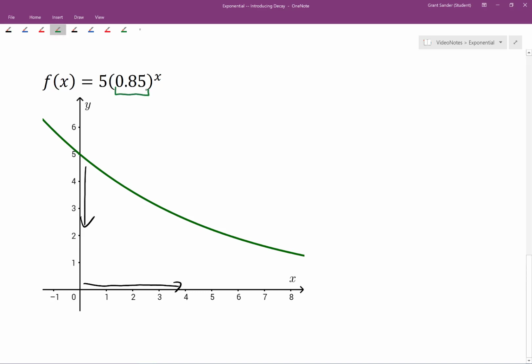1. So in general, whenever we have an exponential function where our 1 unit growth factor is less than 1, then we actually have exponential decay, where our output value decreases as our input increases.